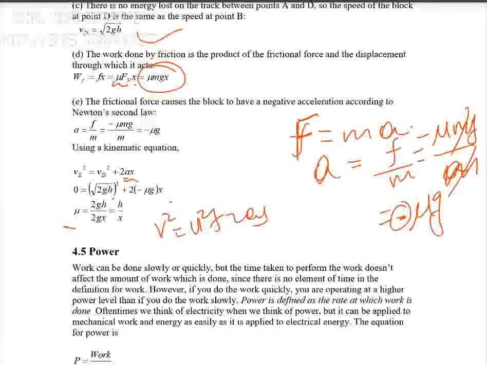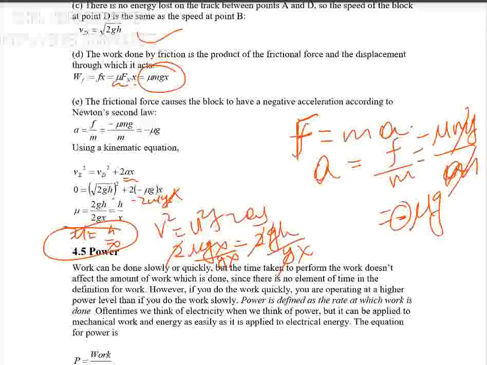And finally, this one is minus 2 mu g times x, and you can shift this, you get twice mu g x is equal to what? 2gh. 2 is cancelled by 2, and dividing both sides by g x, g is cancelled by g, and finally mu is equivalent to h over x. This one is the coefficient of friction equation.